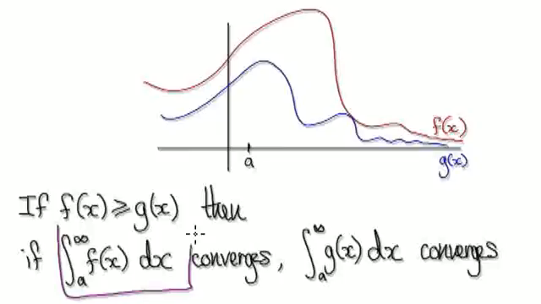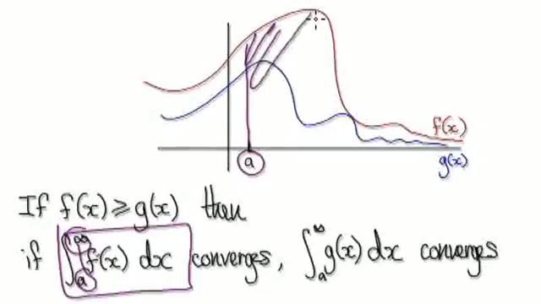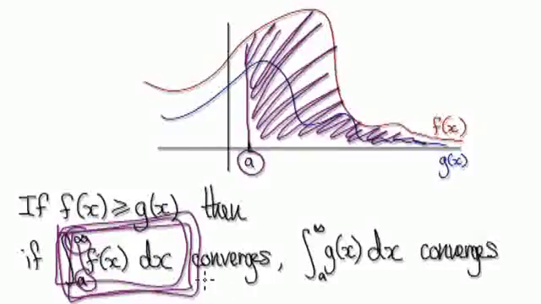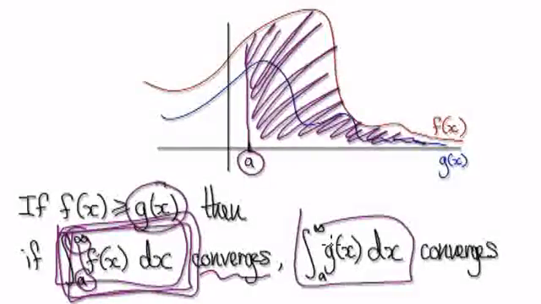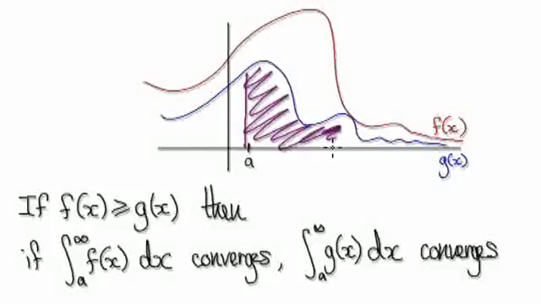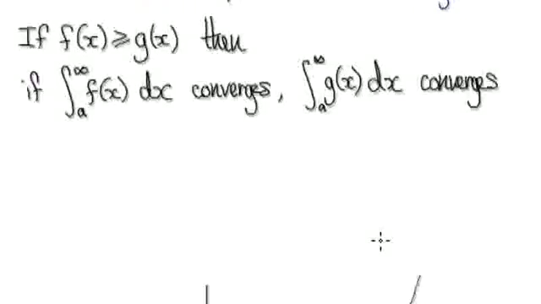Now, remember the integral is the area from a all the way to infinity. So the integral is the area underneath the function. So if you happen to know that this function converges, then g of x, because g of x is always smaller, the area of g of x will also converge. So the area underneath the blue line here will also converge.